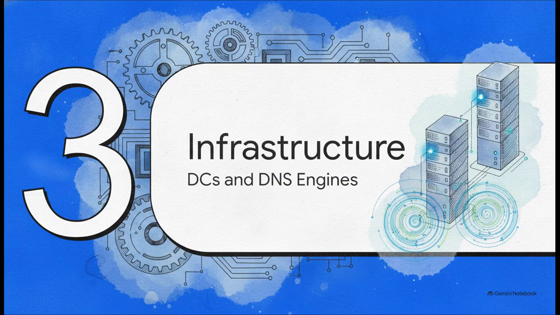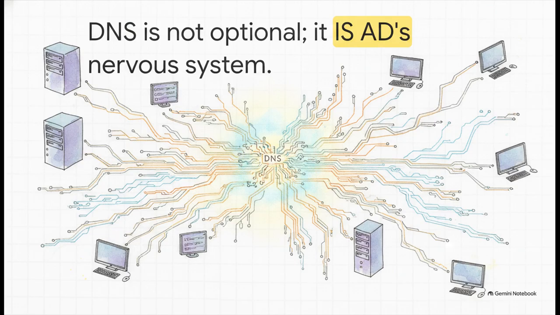All right, Section 3. Let's pop the hood and look at the physical engines keeping this whole directory running: domain controllers and DNS. I really cannot stress this point enough. DNS is not just some nice-to-have network feature. It is Active Directory's nervous system. AD depends entirely on DNS SRV records to locate services.